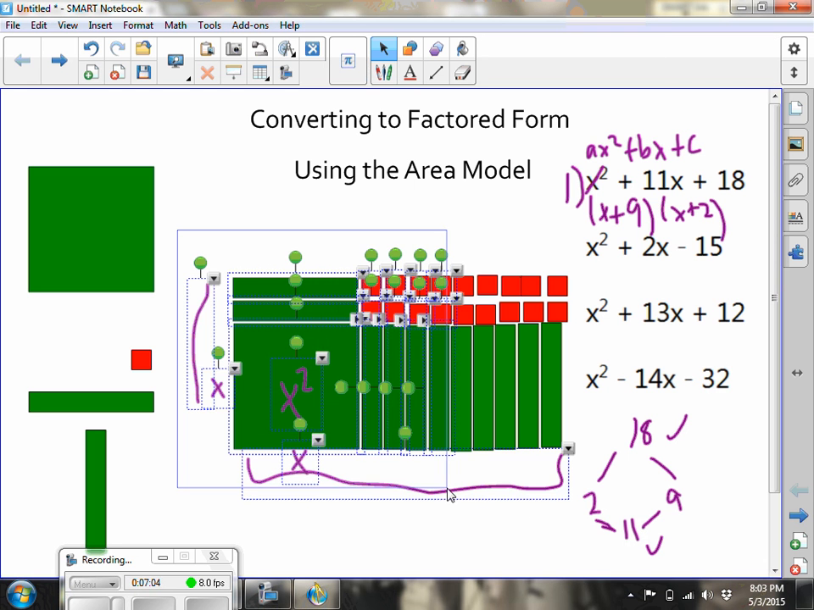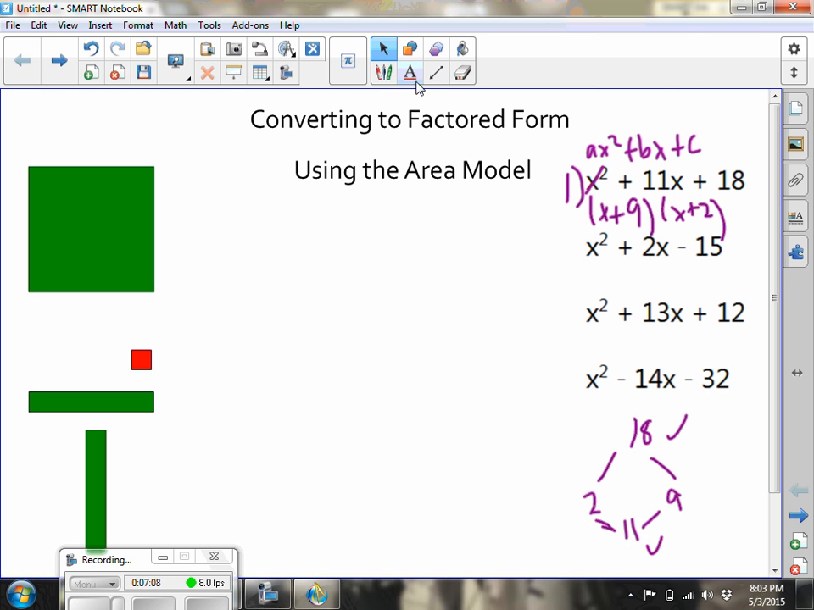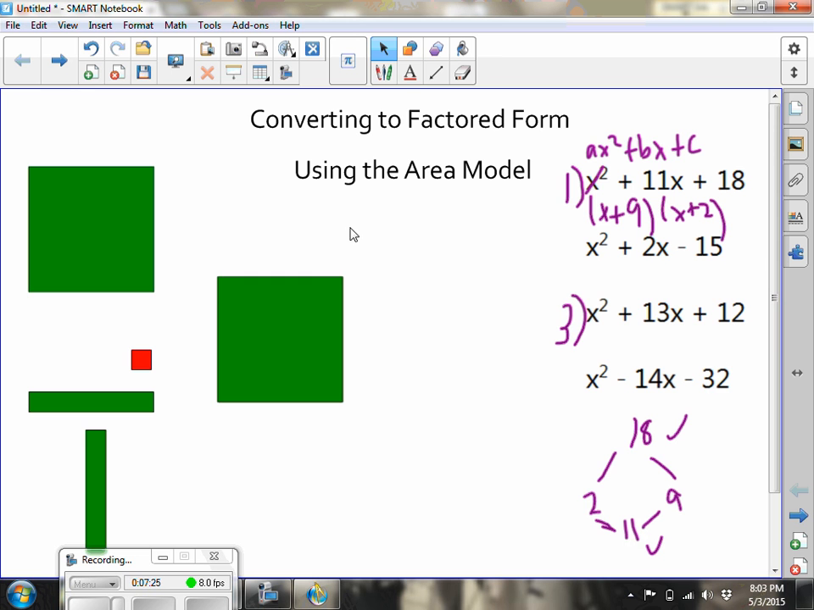All right, I'm going to jump ahead here. And let's jump to number 3. I want you to do another one that has all plus signs while we're getting the hang of it. Okay? So I want to build x squared plus 13x plus 12. Now for the x squared term, we all know it's my x by x. So this guy represents my x squared.